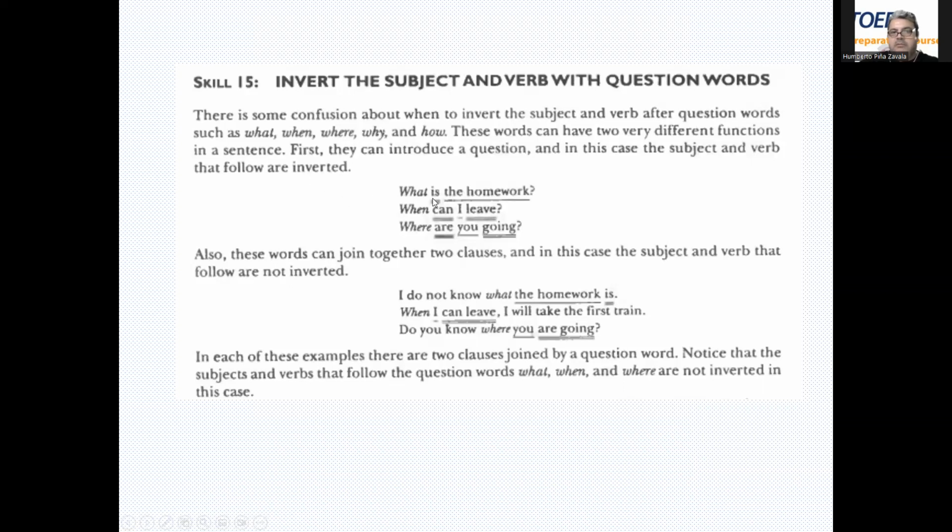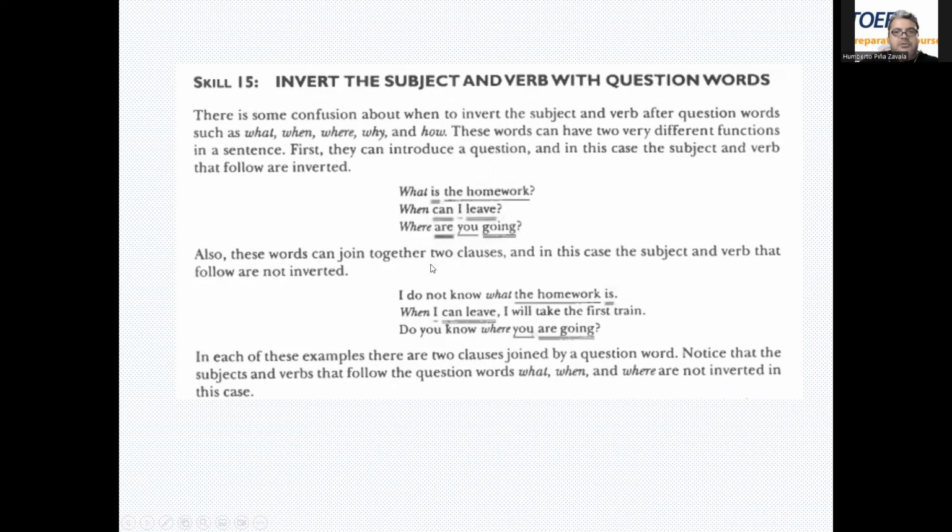What is the homework? Homework is the subject, is the verb. When can I leave? Auxiliary can, subject I, verb leave. Where are you going? Auxiliary are, subject you, main verb with ing.